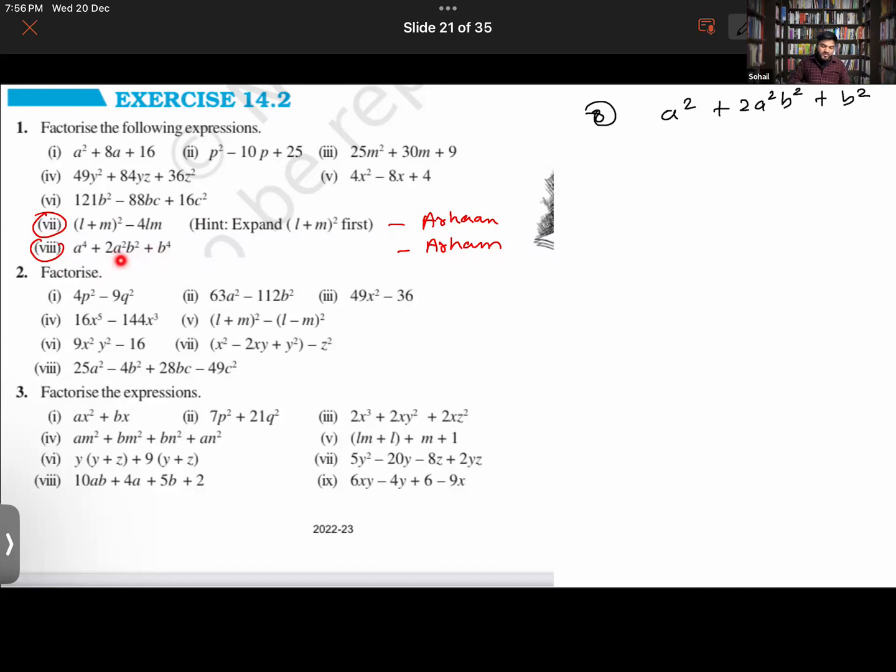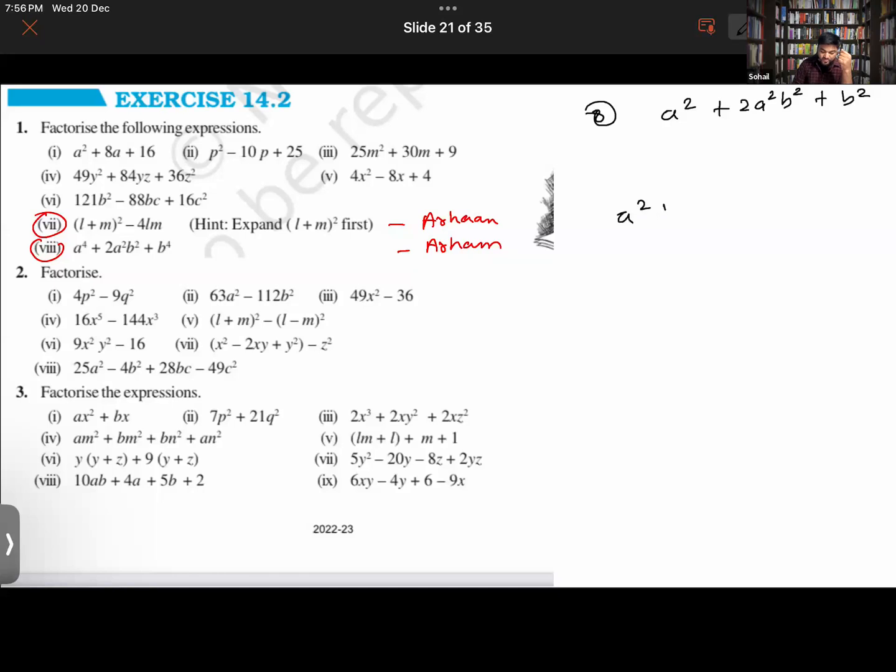Here we will also use the identity. So thereby this will simply be... okay, solve it further. Also, I hope you guys are able to understand the basic thing here.